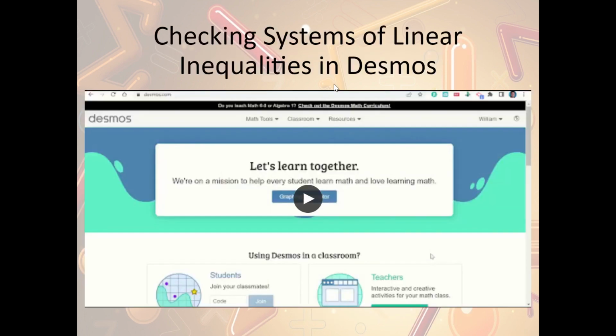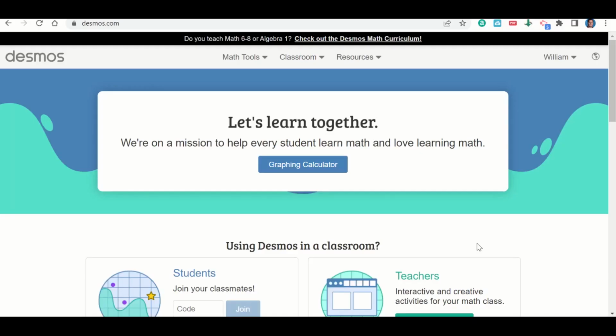There's a video here that shows you how to graph systems of linear inequalities in Desmos, so go ahead and watch this video. Let's talk now about how we can use Desmos to check our work when dealing with systems of linear inequalities. First thing we're going to do is go to desmos.com, which is here, and then we're going to go to where it says Graphing Calculator.